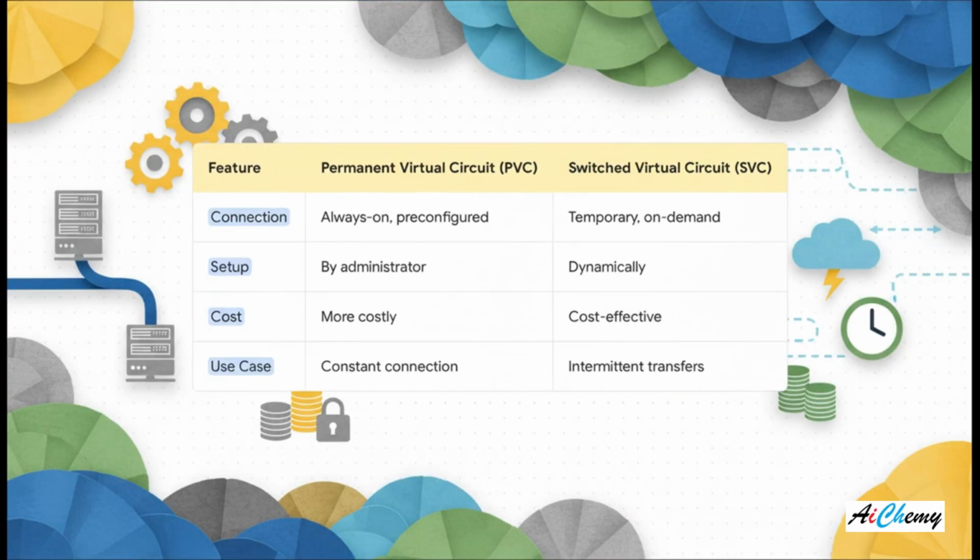First up, you have permanent virtual circuits, or PVCs. These are the most common. A network admin sets it up once and boom, it's always on, always ready to go. Think of it like a leased line. It's super reliable, but you're paying for it whether you're using it or not.